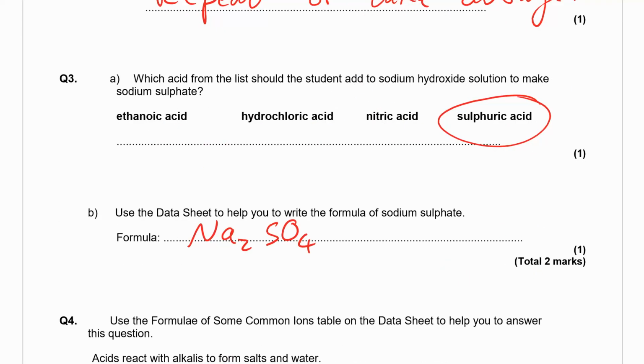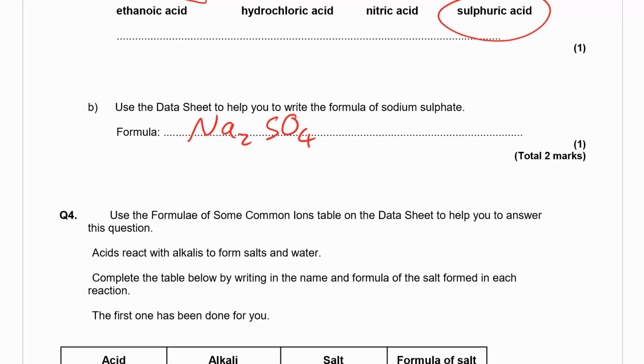Question 3, this was sulfuric acid. You needed to form a sulfate. So to form a sulfate, we obviously need sulfuric acid. And yeah, that's essentially it for that question.